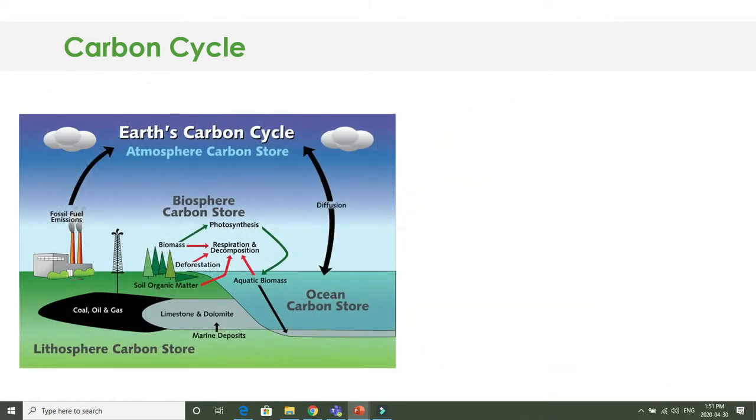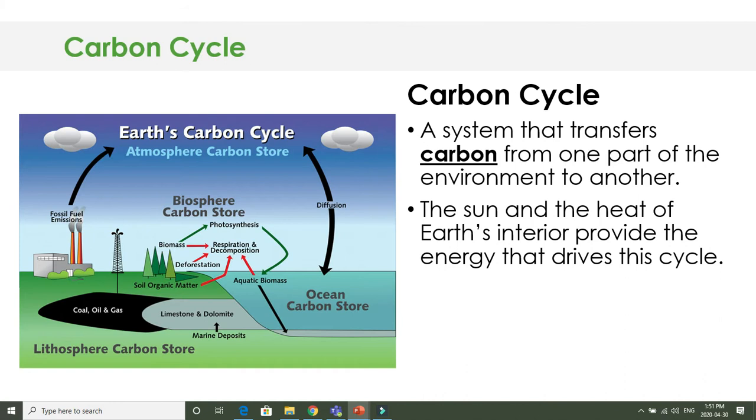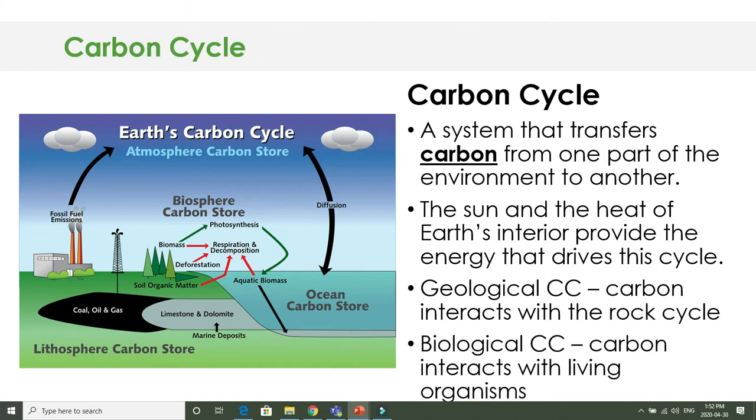So, Earth's carbon cycle. The carbon cycle is a system that transfers carbon from one part of the environment to the other. So basically just moving carbon around. The sun and the heat of Earth's interior provide the energy that drives the cycle. So the sun and also the core of the Earth are part of this. The geological carbon cycle is the carbon cycle that interacts with the rock cycle, so lithosphere. The biological carbon cycle is carbon that interacts with living organisms. So we'll see the difference between the two.